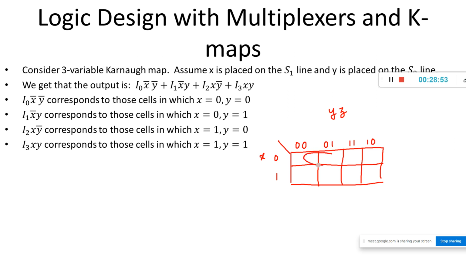Right? So see here, these two cells correspond to I0, X is 0, Y is 0. These two cells correspond to I1 because X is 0, Y is 1. These two cells correspond to I2. Why? Because X is 1, Y is 0 here. Next, this corresponds to I3. Why? Because X is 1, Y is 1. See here, this row X is 1, this row Y is 1, so this corresponds to I3. Is it clear? Tejas, are you there? Yes, ma'am, it is clear.